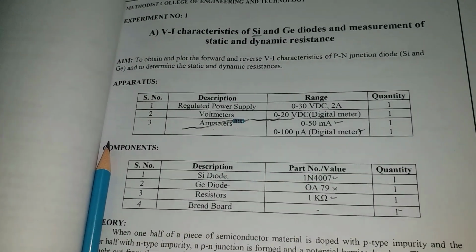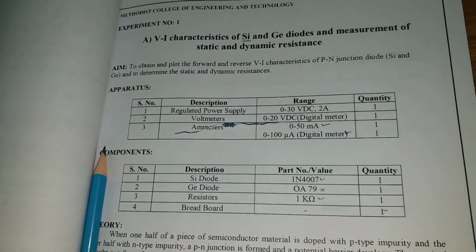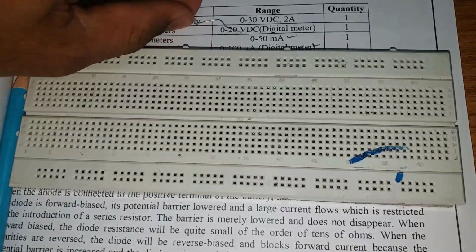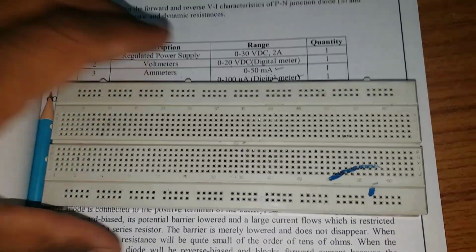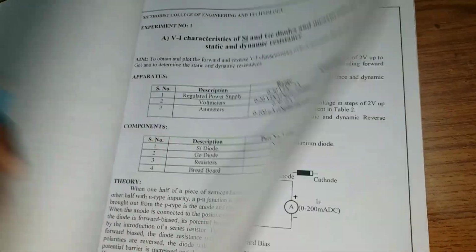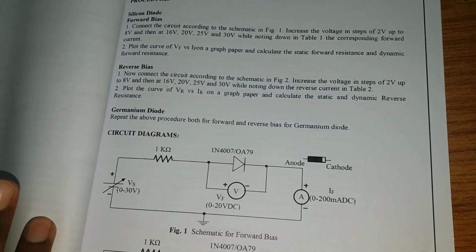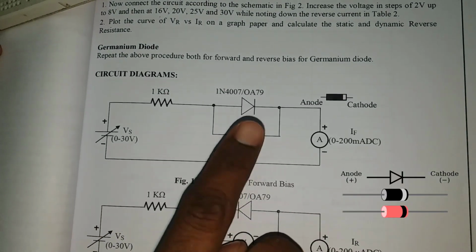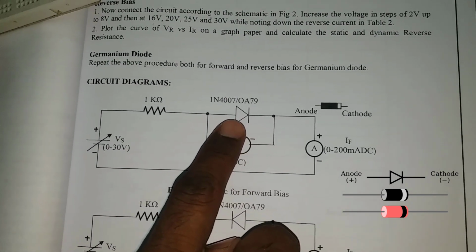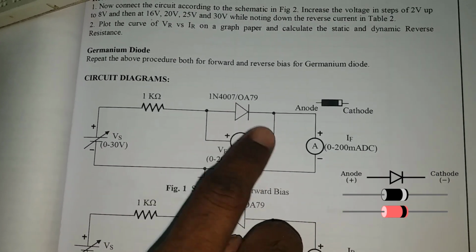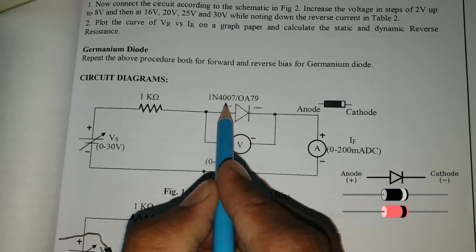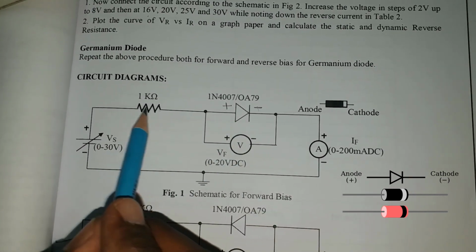Keep observing here. I'm placing these components on the breadboard, and by seeing the circuit diagram you need to place them. So this is our first circuit diagram, the forward bias characteristics of a silicon diode. The diode is connected with the arrow mark side as the positive side, and the line side as the negative side.